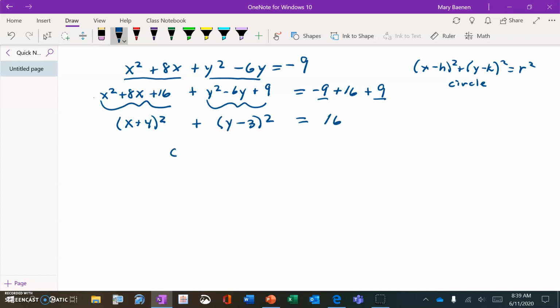So now I would be able to tell people what the center of the circle is. It's a negative 4 for x and a positive 3 for y. And I could tell what the radius is of the circle, because this is r squared, so r would be a 4.